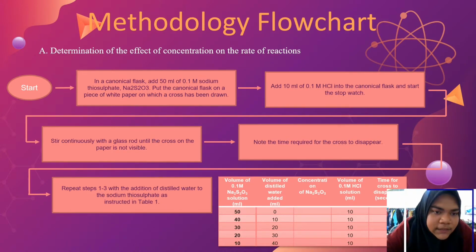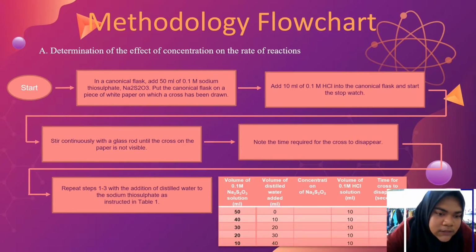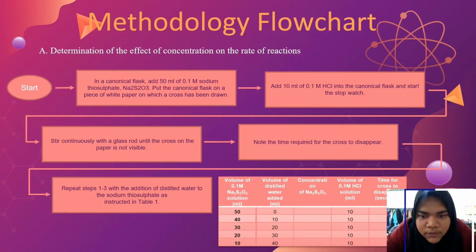Okay, part A is the determination of the effect of concentration on the rate of reaction. Start with a conical flask, add 50 ml of 0.1 M sodium thiosulfate. Put the conical flask on a piece of white paper on which a cross has been drawn. Add 10 ml of hydrochloric acid into the conical flask and start the stopwatch. Stir continuously with a glass rod until the cross on the white paper is not visible. Note the time required for the cross to disappear.